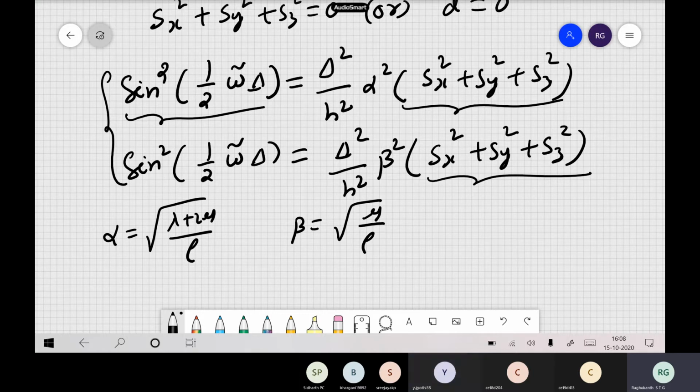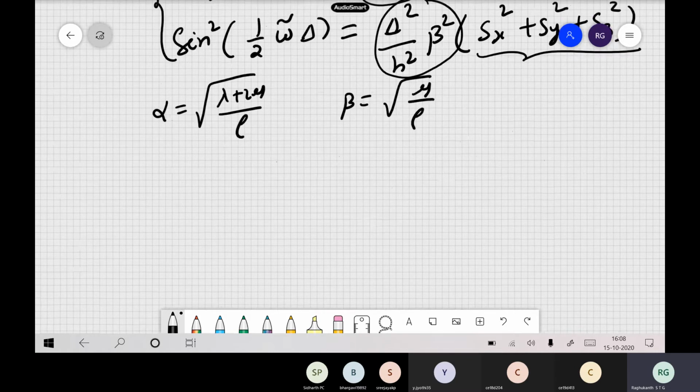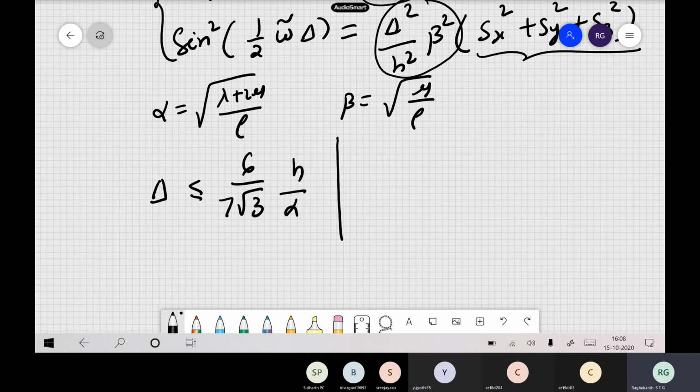So now if you want to get a stable solution, long back we discussed this when we did the velocity-stress formulation. I think we plotted the graphs also. So the same formulation applies here. For the P wave we will get one stability solution, and for the shear wave you will get another, and you can do everything we have done previously. It turns out that delta t should be less than 6 by 7 times root 3, h by alpha. So this is the stability criterion for the P wave. Then for the shear wave, it is 6 by 7 root 3, h by beta.